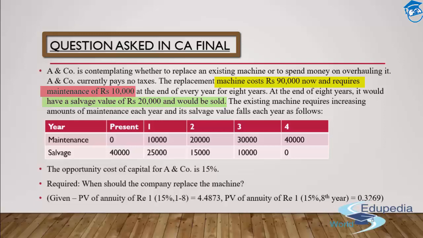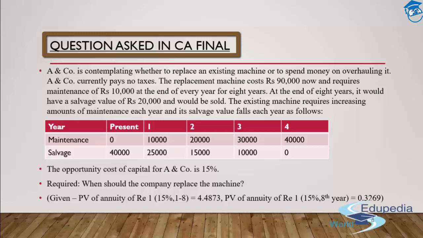The existing machine requires increasing amounts of maintenance each year. That old machine is basically asking for more maintenance amounts, and its salvage value is falling each year. So in the present scenario, the maintenance is zero for the old machine. The salvage value is 40,000. If I talk about year one, after a year, the maintenance cost is going to increase to rupees 10,000, and the salvage value will decrease to 25,000.